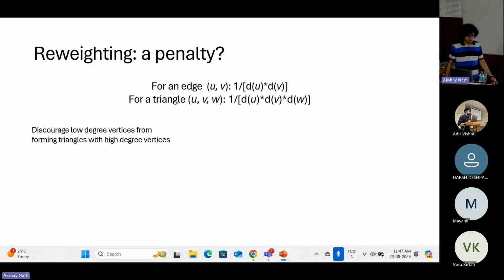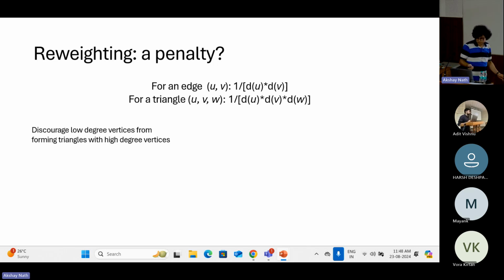The way I like to think of this, to unpack this reweighting, is that this is discouraging low degree vertices from forming triangles with high degree vertices. Why is that? Suppose you take a triangle UVW where U and V have degree, say, 5, and W has degree, say, n over 5. That is a very low weight triangle. So to us, that is a bad triangle, kind of. We like high weight things.